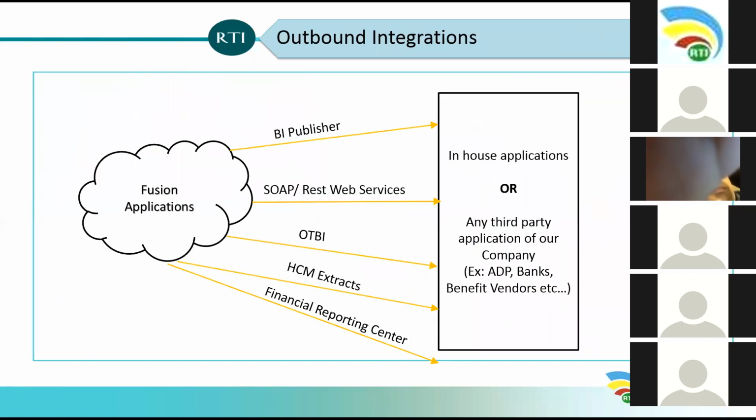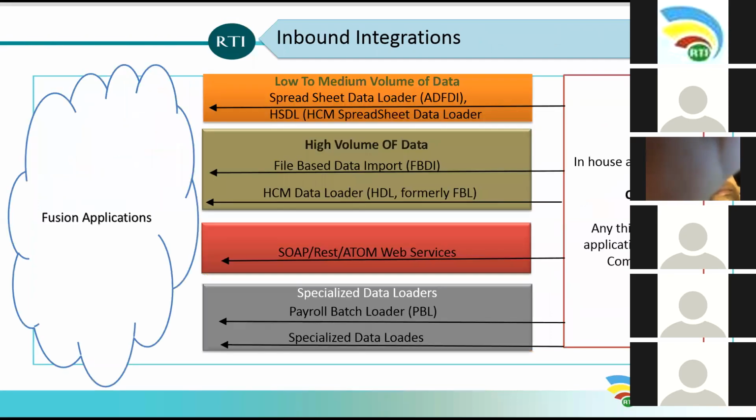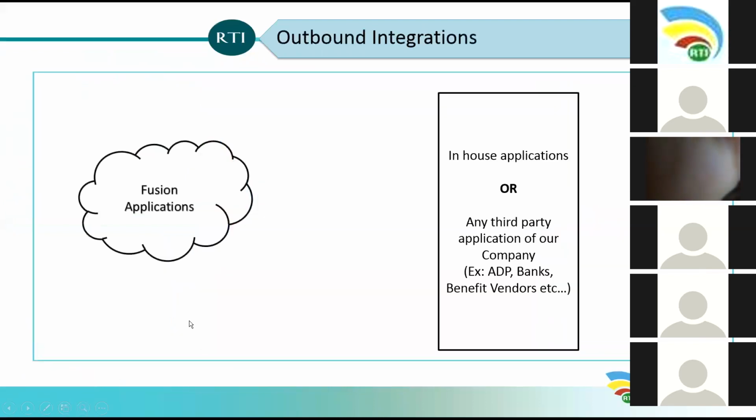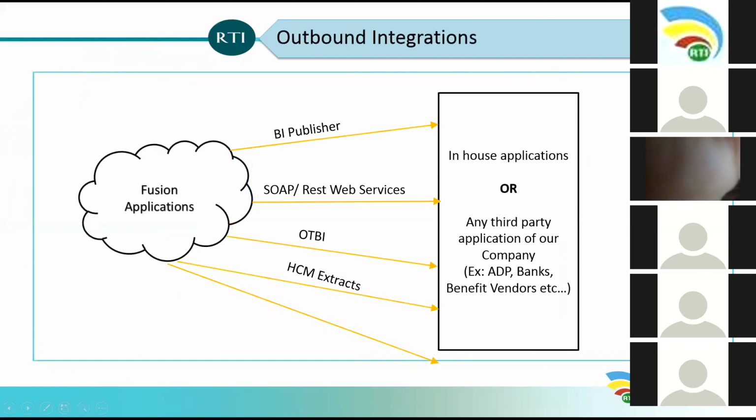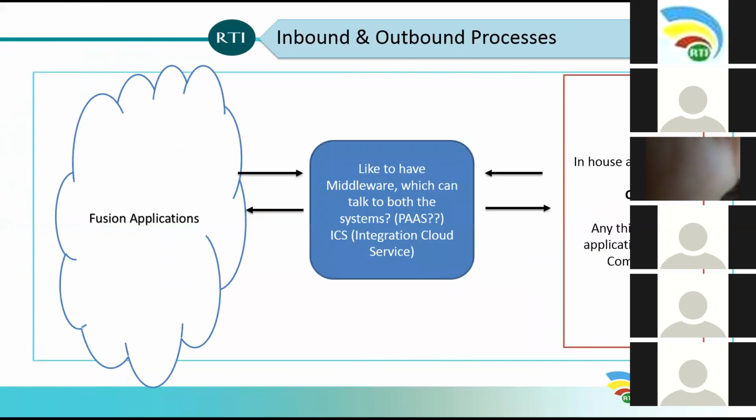So in our sessions, we are going to learn about all the inbound integrations, all the outbound integrations, and the use of every tool in detail. We are also going to see how, from our custom applications without using any platform tools, we can interact with the Fusion applications, how we can write code in our custom applications to call the SOAP or REST or ATOM services, how we can automate file-based data import, how we can automate HSM data loader, or how we can extract data, call BA publisher services, run the reports, build the extracts, and run the reports of financial reporting center. These are all inbound integrations. 50% or more than 50% of the classes will go into the inbound and outbound integrations of our sessions.